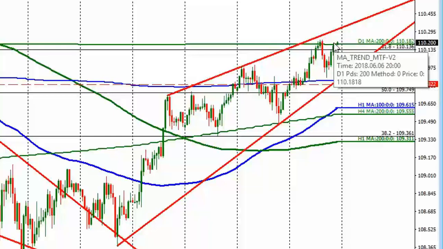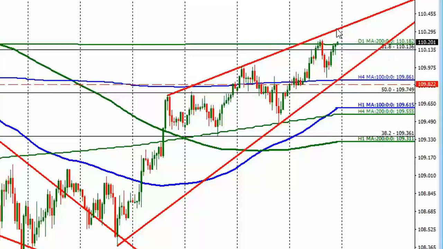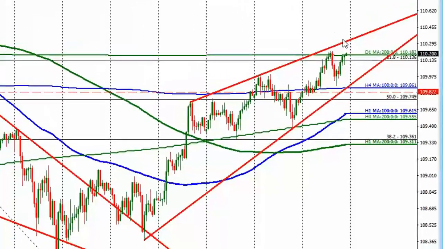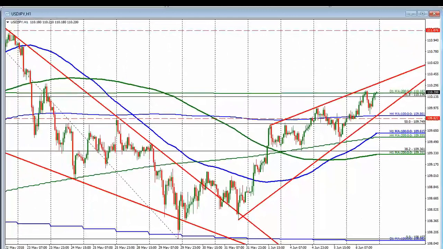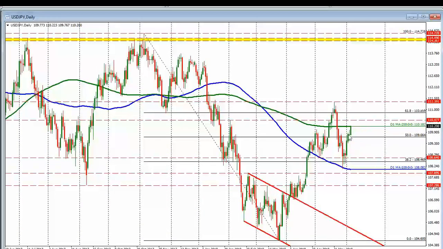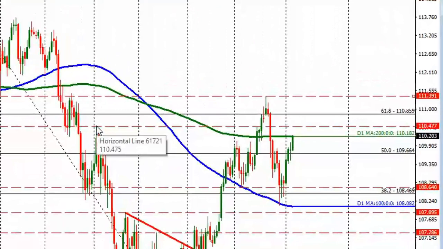If we are able to get above that level, that's going to push the market up to this topside trend line around 110.32. That would be our next target on the topside. And if we get above that level, we're going to be looking for higher levels. In particular, if I take a look at the daily chart again, we do have this 110.47 level. This 110.47 level corresponds with the high price that we saw back in early February.